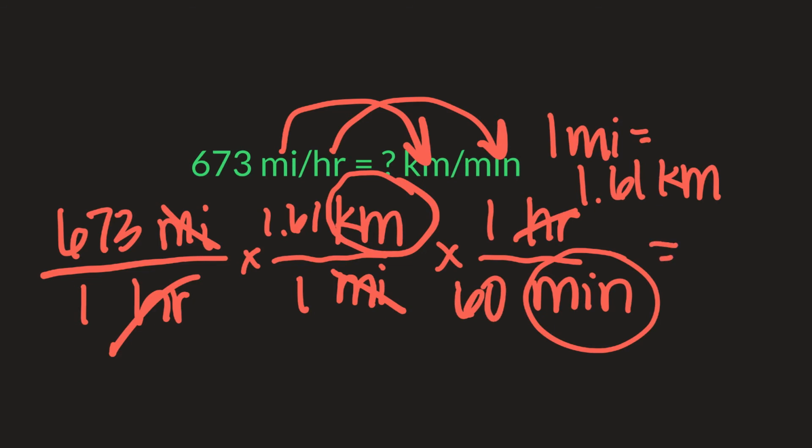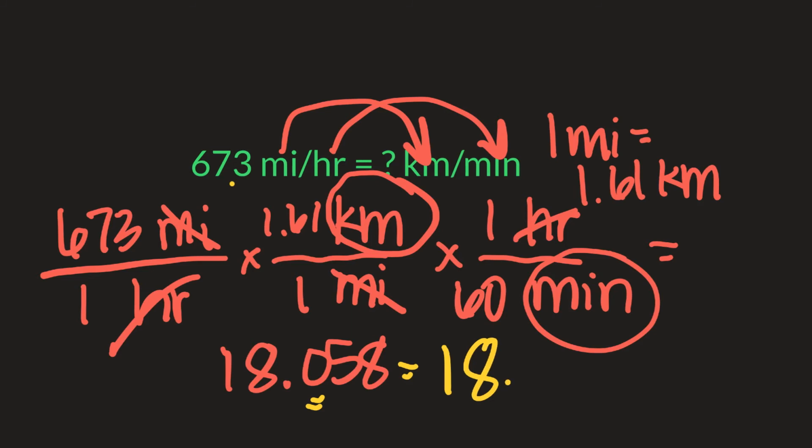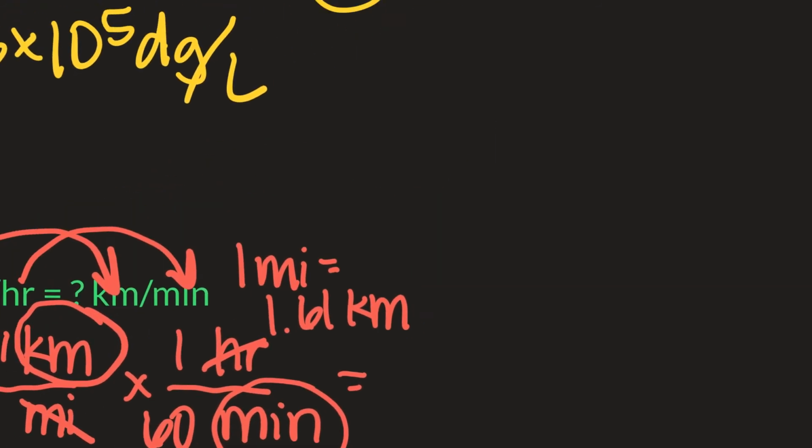We're done. Let's calculate. So you would do 673 times 1.61 divided by 60, and we get 18.058 blah blah blah blah. Again, too many sig figs. This has 3 sig figs, so we cut this down to 3, which means we're going to have to round that 0 up to an 18.1. And now we're done. All right, hopefully that one makes sense.